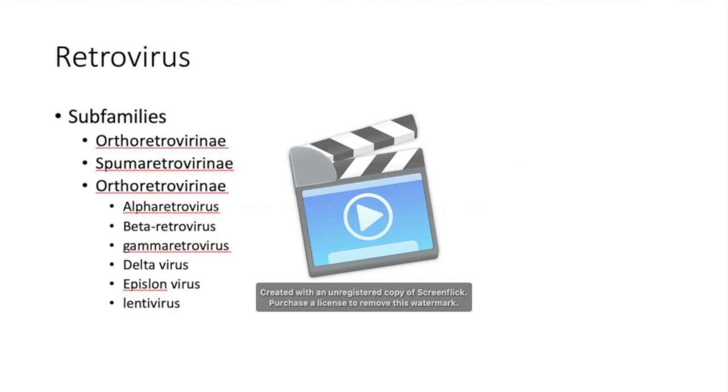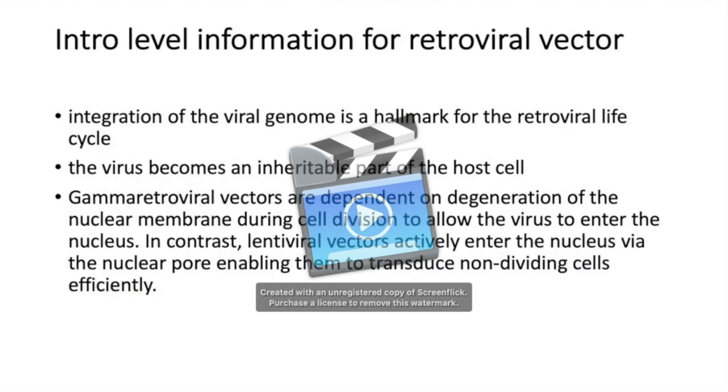So there's two main families for the retroviral vector. There's the orthoretrovirinae and the spumaretrovirinae. Most studies are done on orthoretrovirinae. Under that subfamily we have alpha, beta, gamma retro, delta, epsilon, and lenti. Most of the studies are done through lentivirus, gamma retrovirus, and alpha virus. And we'll see some of the reasons why right here.